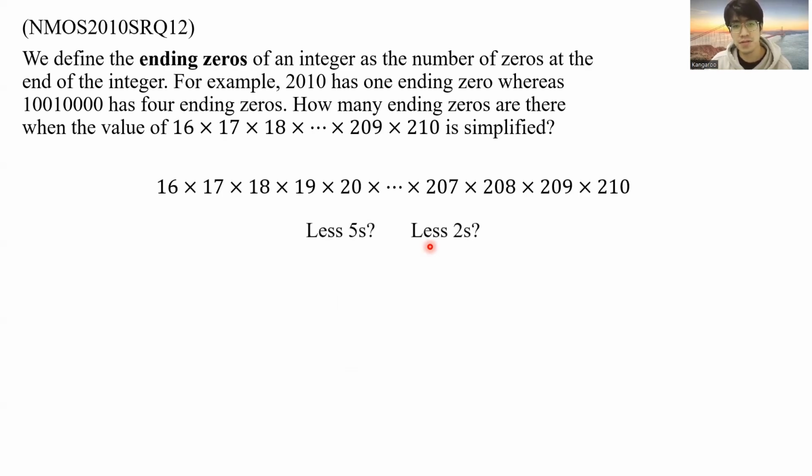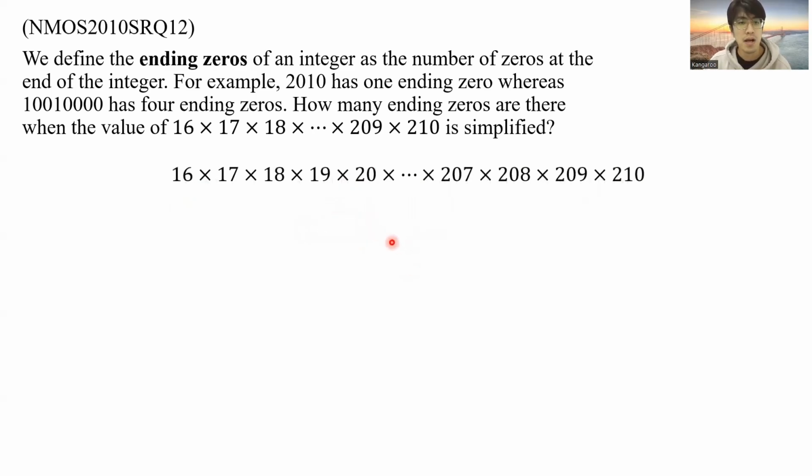So think about this. Do we have fewer 5s or fewer 2s in this product? Very good. The answer is fewer 5s. Because for every 2 numbers, 16, 18, 20, I will get a multiple of 2, an even number. So of course, there will be more 2s than 5s in this product. So now, the number of ending zeros will be determined by the number of 5s in this product. Let's find out how many 5s there are.